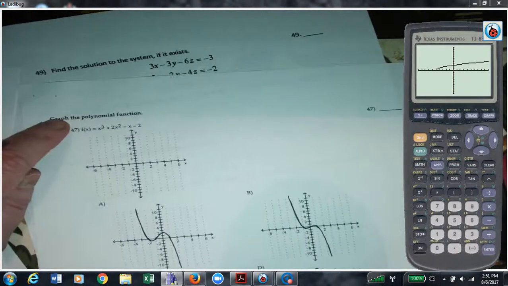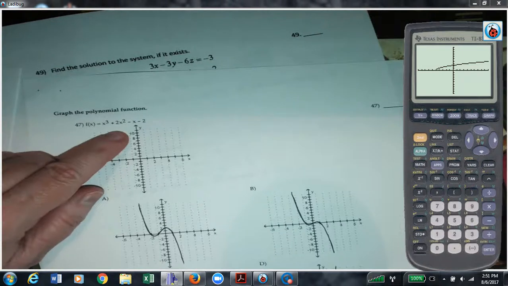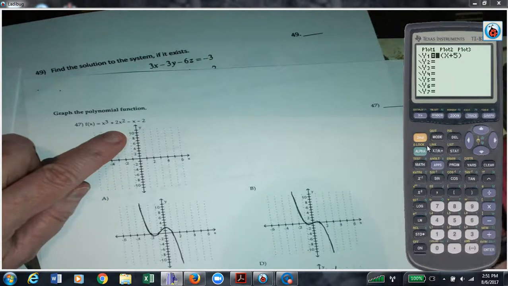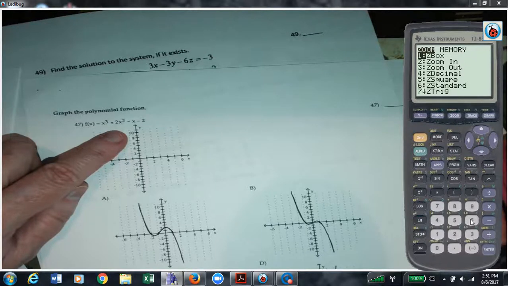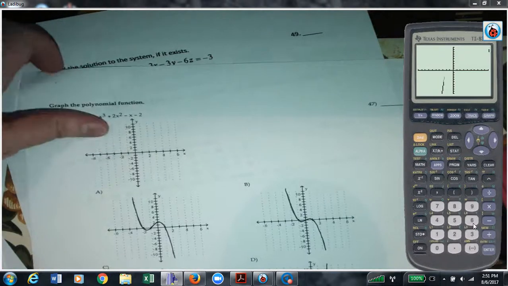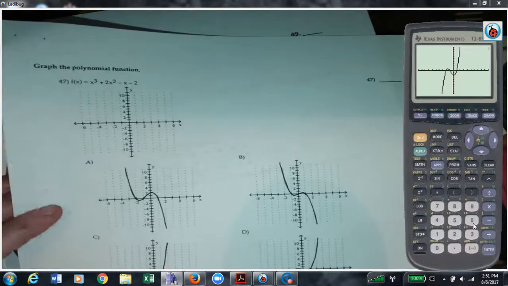Graph this polynomial function. Well, again, all I have to do is put that in my calculator. These are really easy questions, as long as I just put it in my calculator and look. Minus x times 2. And then do as in 6. Now, assuming I've done it all correctly.